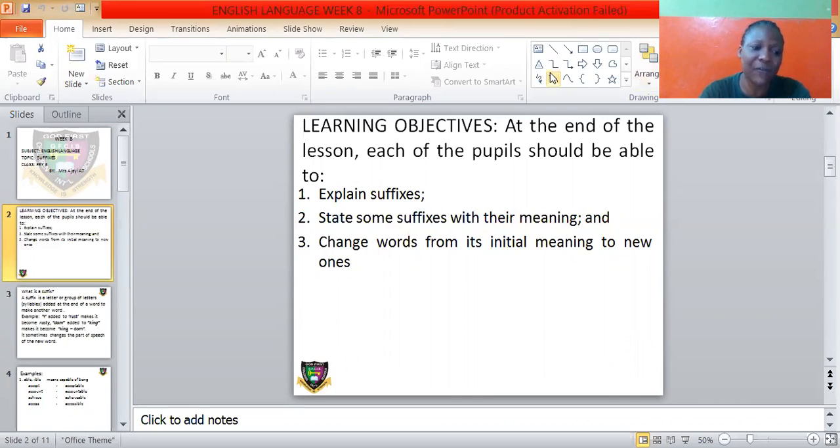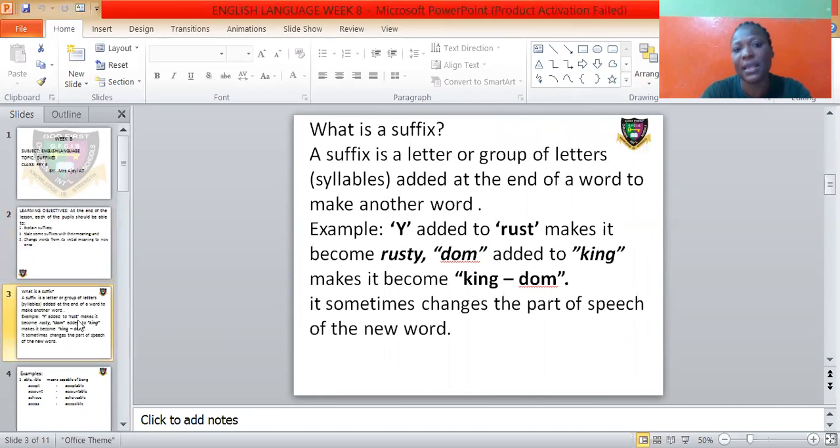What is a suffix? A suffix is a letter or group of letters, we call it syllables, added at the end. You remember prefix is at the front. Now this time it is at the end of a word to make another word.